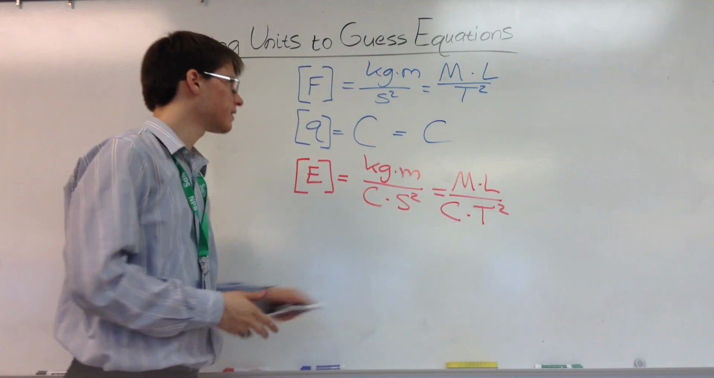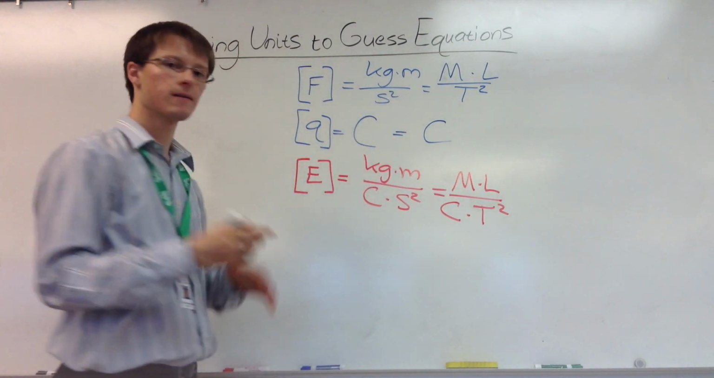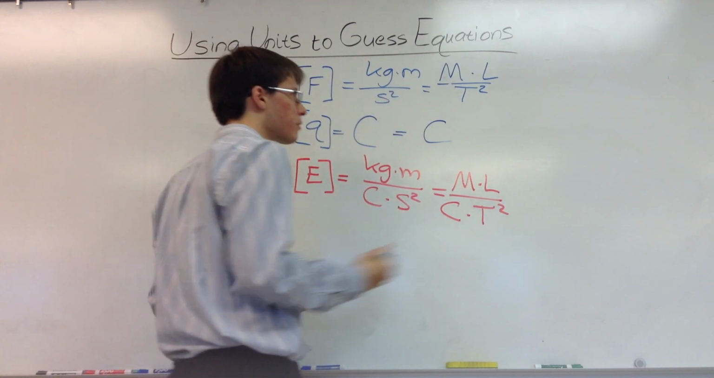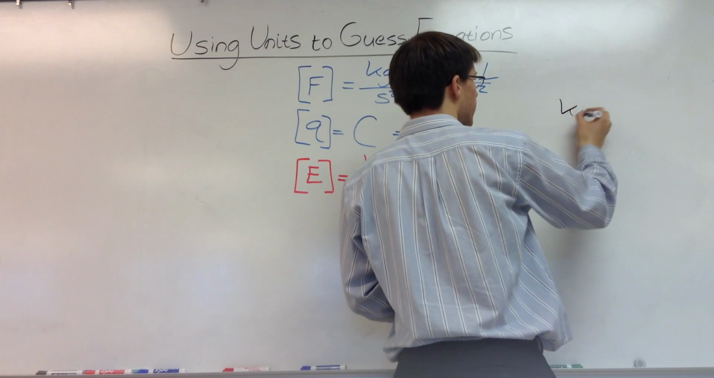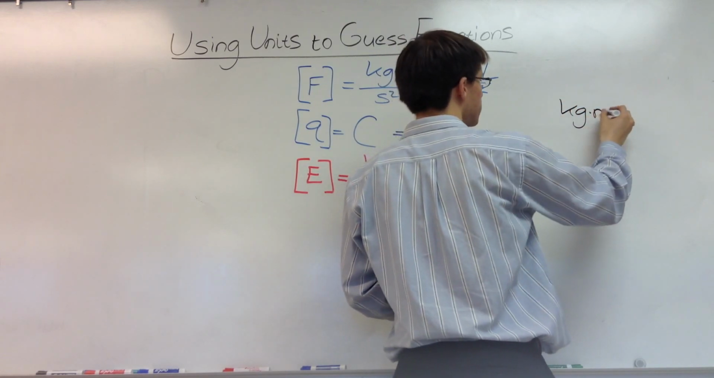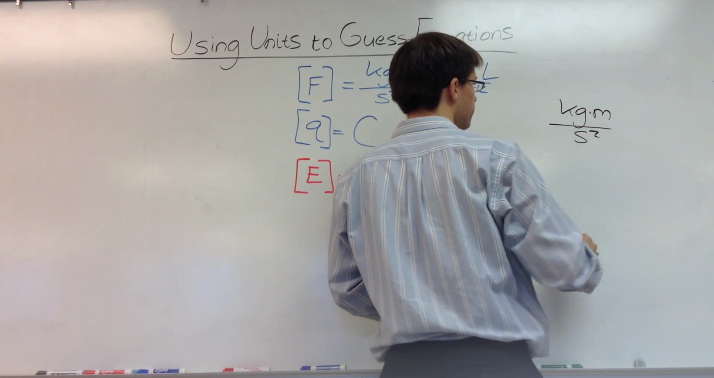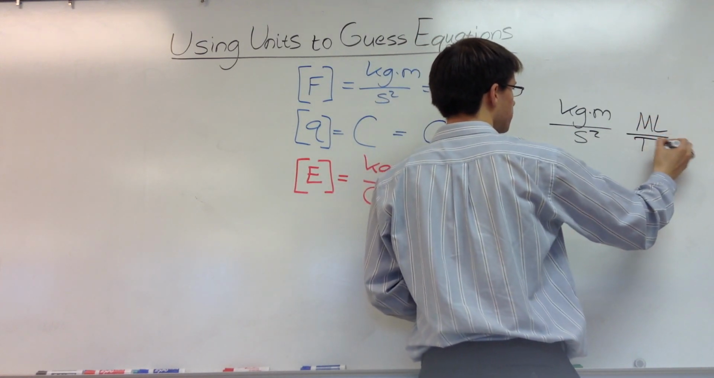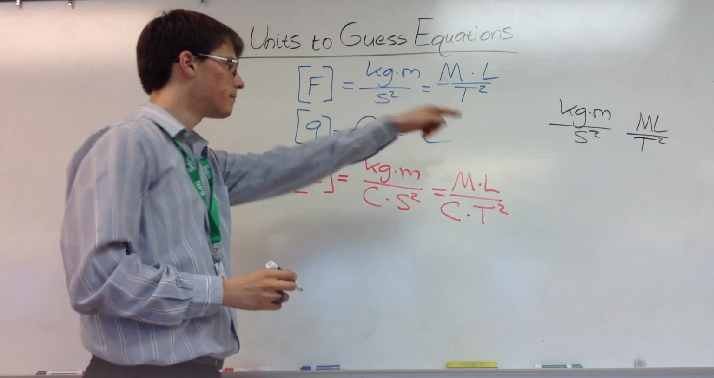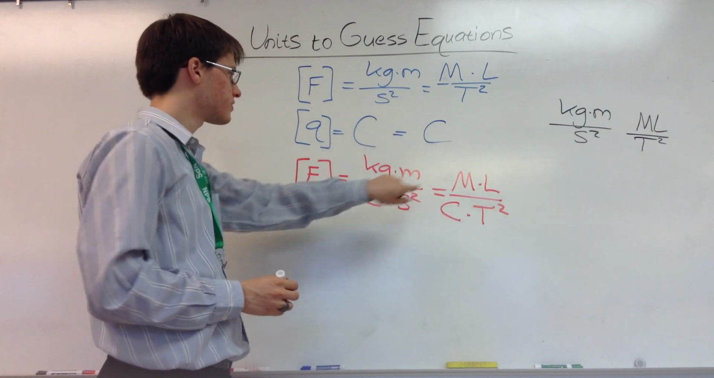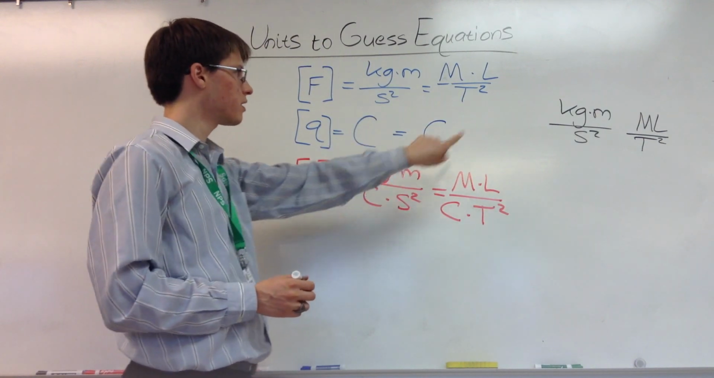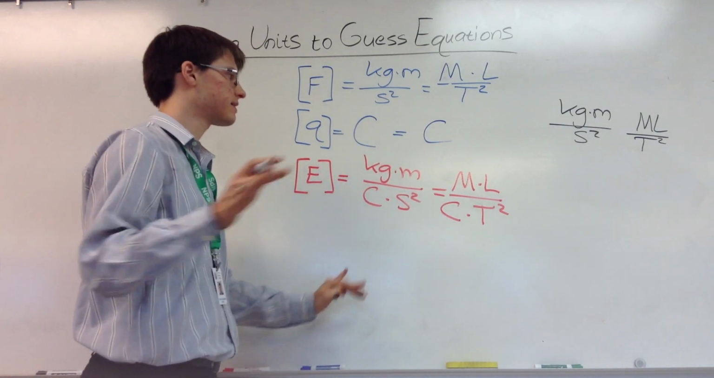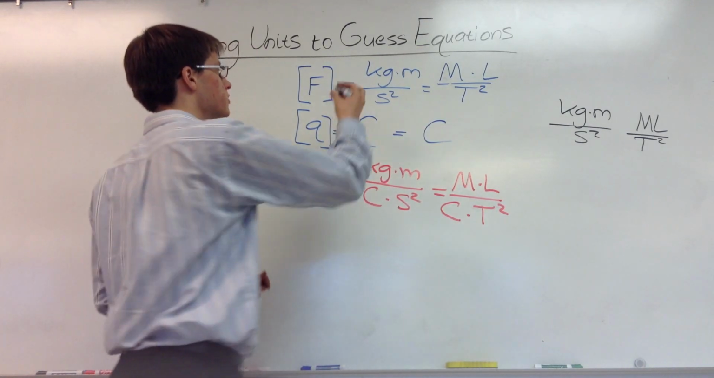So we're going to start again by looking at these two and picking the more complex one. Force has more complicated units than charge, and we're going to write it down. So kilograms times meters over seconds squared, and we have mass times length over time squared. Compare it to what we have. Well, let's see. Okay, kilograms, meters over seconds squared, mass length over time squared. This matches exactly. We just need a C on the bottom. So I'm not going to touch it. I'm going to leave it alone. So we're done with force.